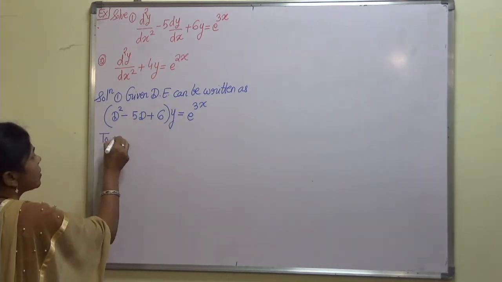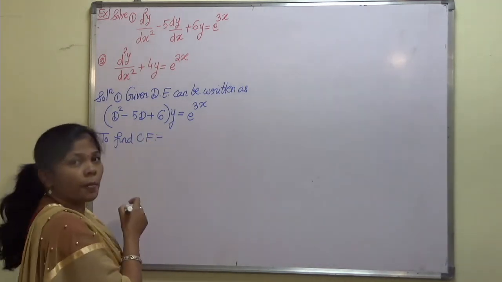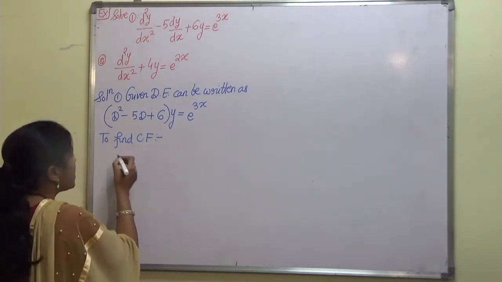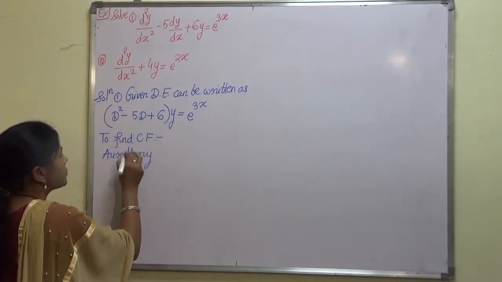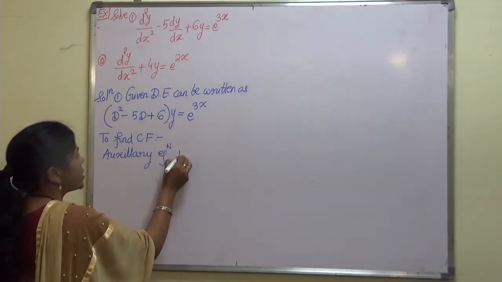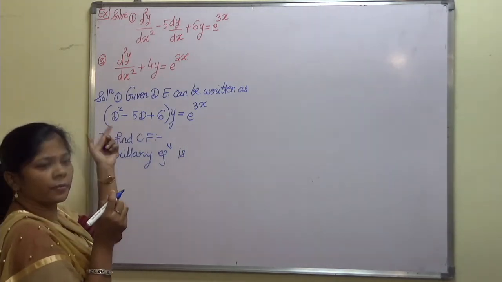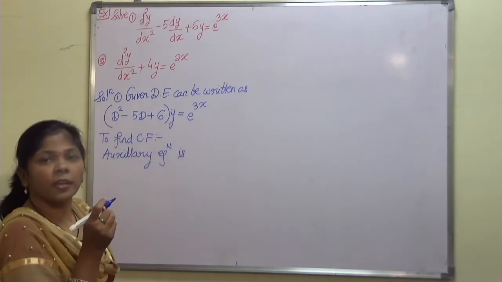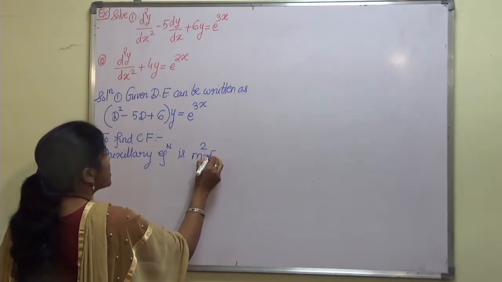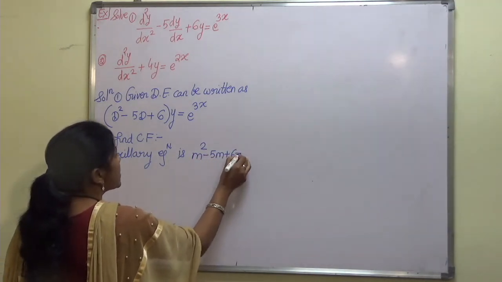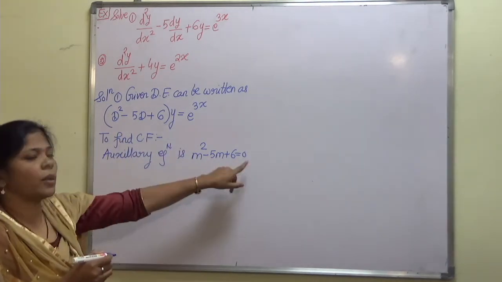Let us find the complementary function. For the complementary function, what is required? The auxiliary equation. So what is the auxiliary equation and how to get it? In this operator, the function of the operator, we replace D by m. So we will have m square minus 5m plus 6, and this is equated to 0. Just replace D by m in this operator and equate to 0.